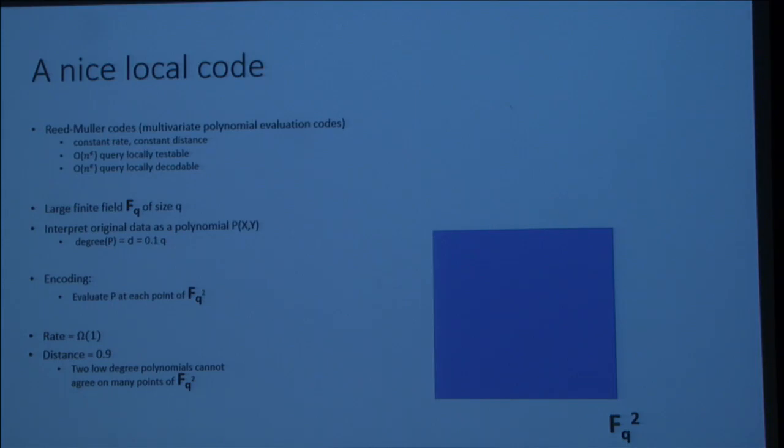it's a simple calculation, the rate will be constant. The distance will be large, at least 0.9, because since these polynomials are low degree and two low degree polynomials cannot agree at too many points, any two codewords must differ on a large fraction of points. So this code has very large distance.